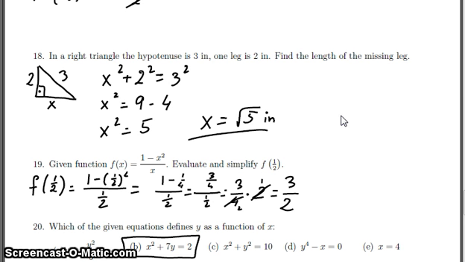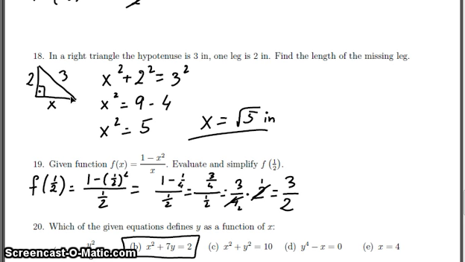Problem 19. In the right triangle, the hypotenuse is 3 inches, one leg is 2 inches. Find the length of the missing leg. So I drew a little right triangle here. The hypotenuse is 3, one of the legs is 2, and you have to find the missing leg. So I labeled it as x.